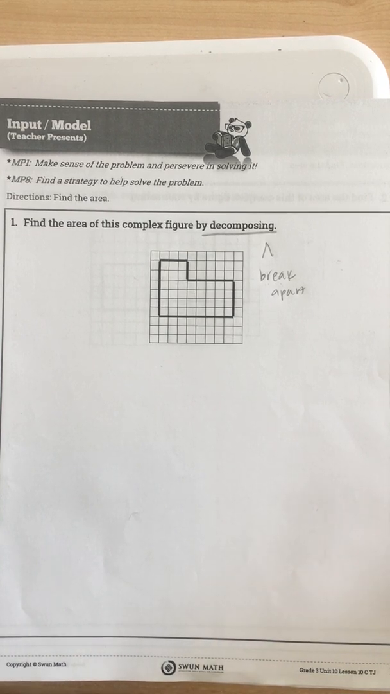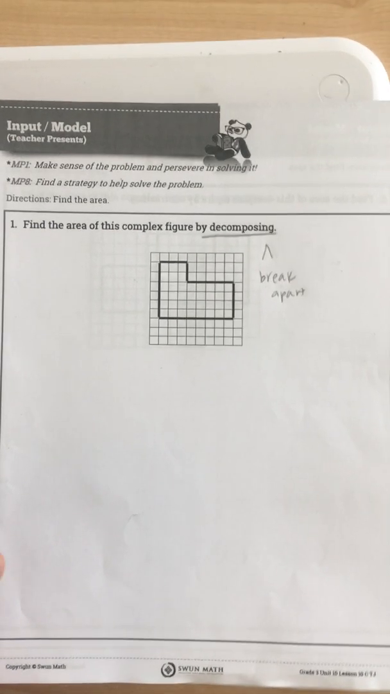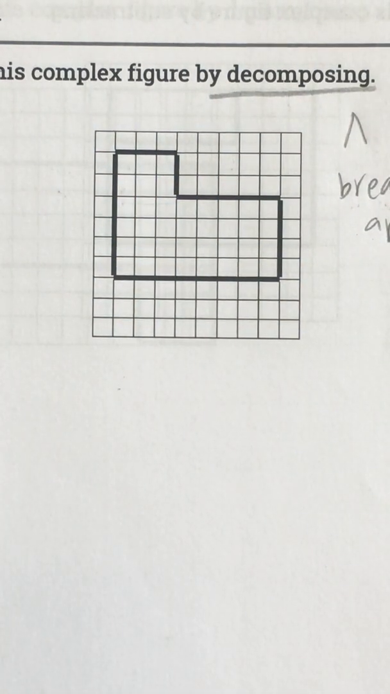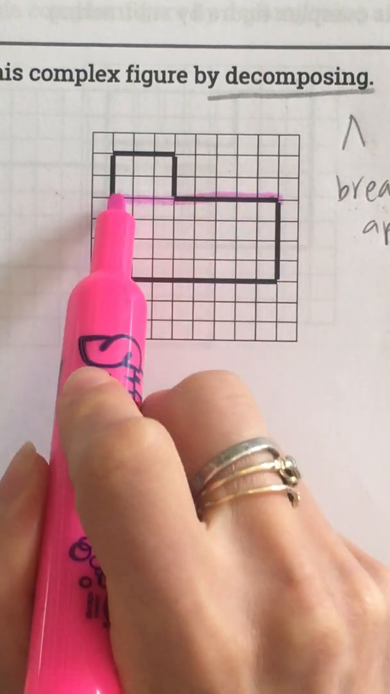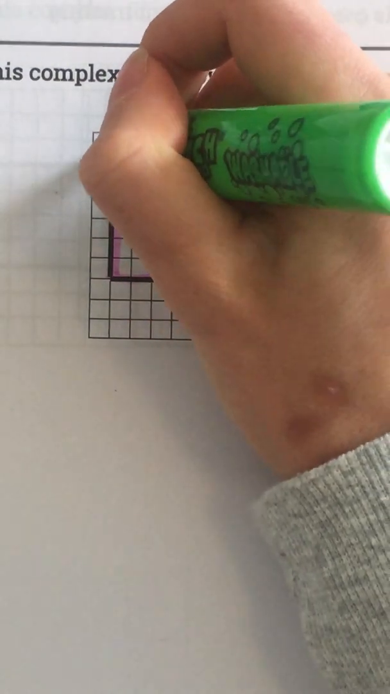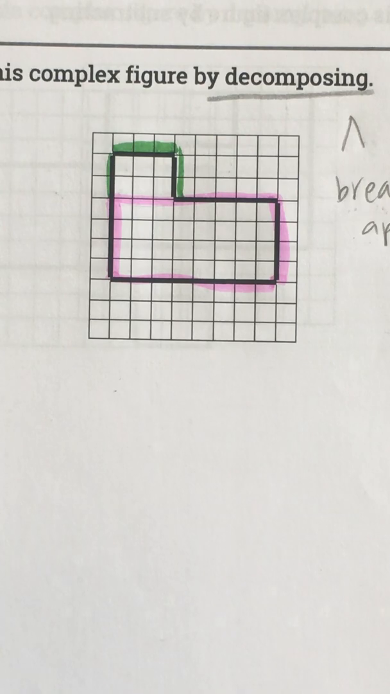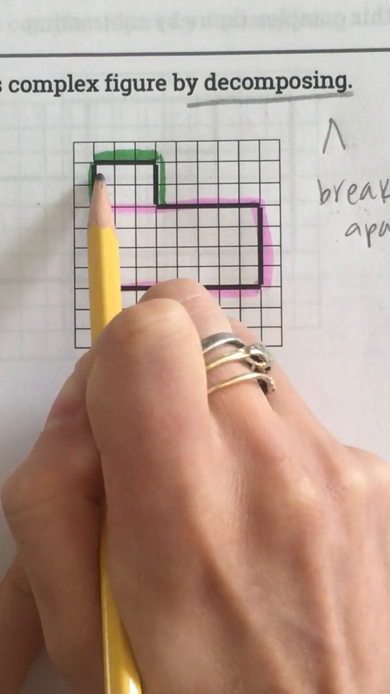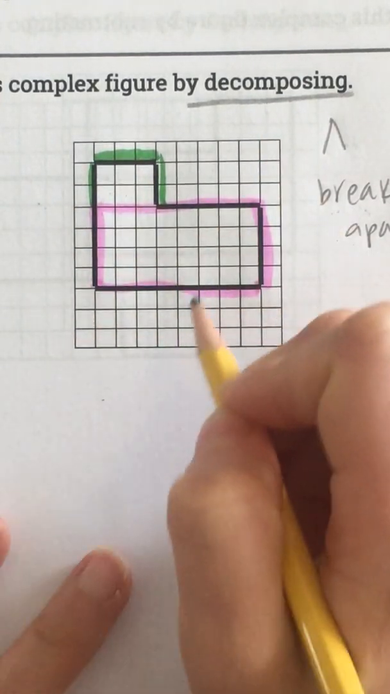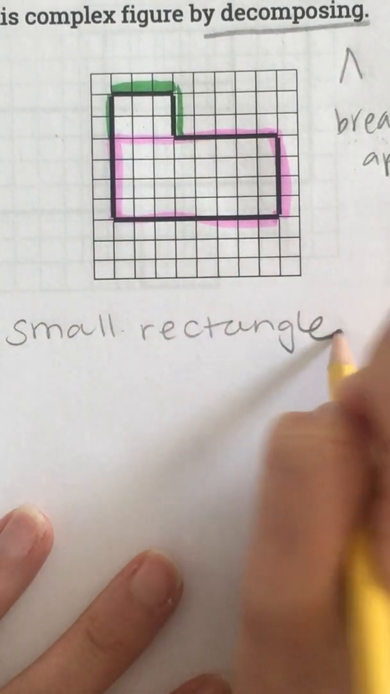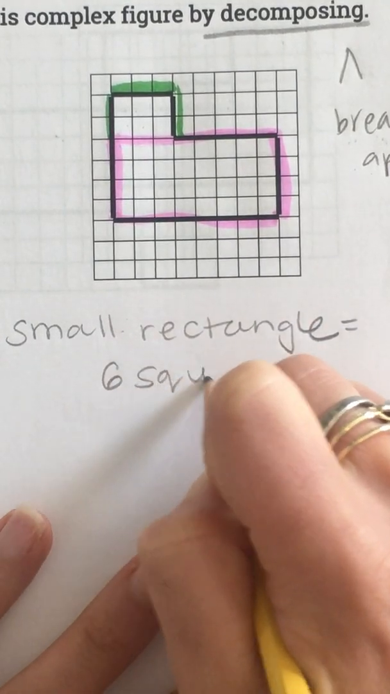So in number 1, it says find the area of this complex figure by decomposing. And I know that decomposing means breaking apart. So I'm going to break this complex figure into two different parts, or two different rectangles. I have this larger rectangle followed by this smaller rectangle. You know that you can find the area by doing length times width, or you can count up the square units. So let's go ahead. I have 1, 2, 3, 4, 5, 6, or 3 by 2, which is 6. So I know that my small rectangle is equal to 6 square units.